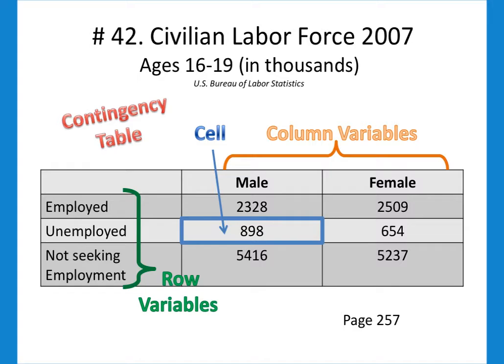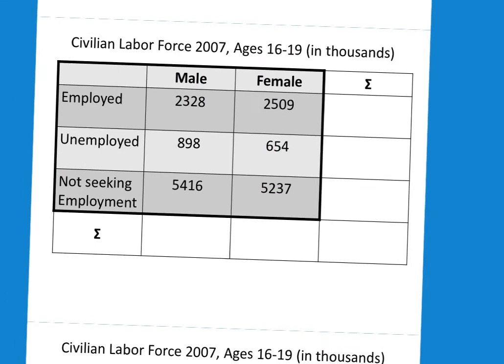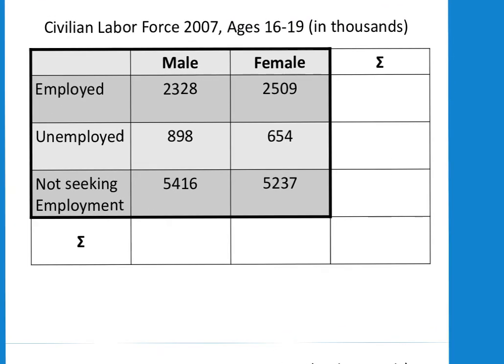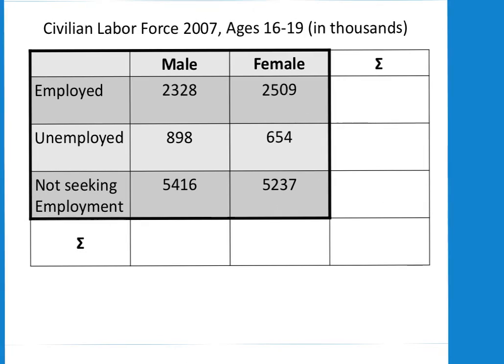Let's go down here because, as you see, I'm adding a column and a row. And I have that sigma symbol, which, what do we say that means? Yep, that means a sum. So in all of these extra boxes, we're going to put some sums. So first, let's do the sums across the table. We're going to add up the number of males employed, and add to that the number of females employed and put the answer here.